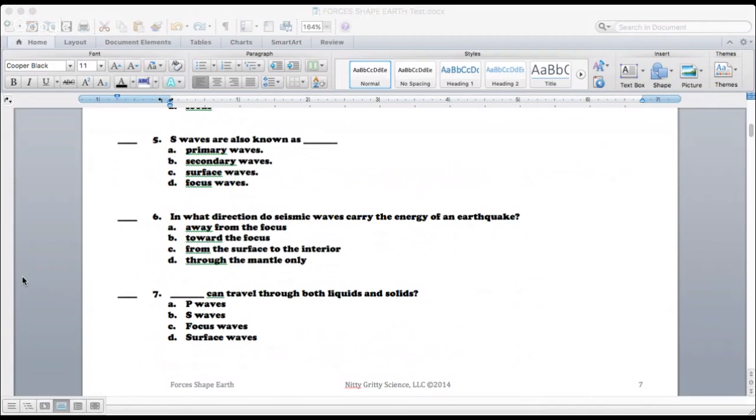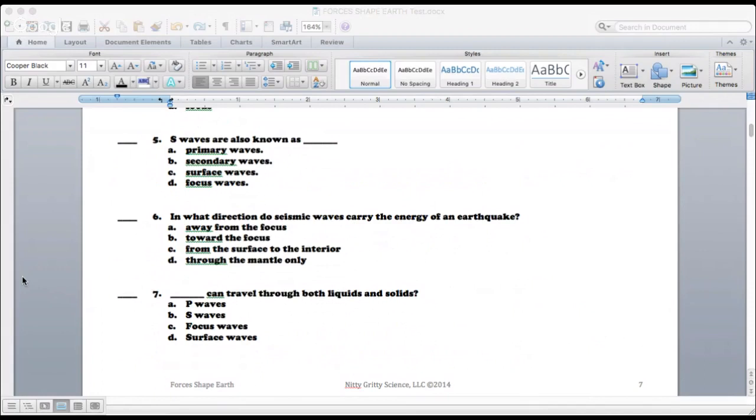Number 6. In what direction do seismic waves carry the energy of an earthquake? A. Away from the focus, B. Toward the focus, C. From the surface to the interior, D. Through the mantle only.